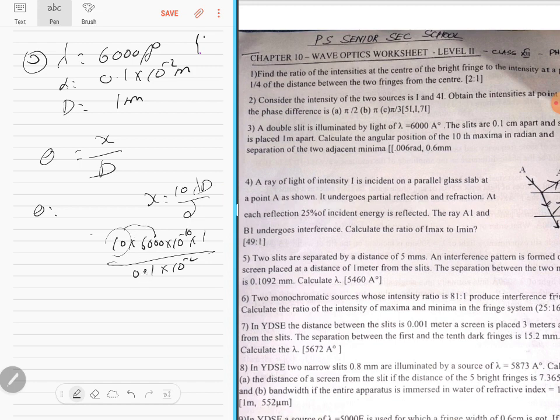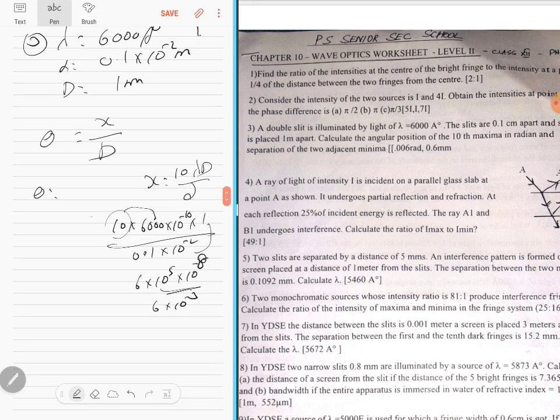That 100 into this is 6 into 10 to the power 5 into 10 to the power minus 10. Minus 2 goes up, will become 10 to the power minus 8. So it will become 6 into 10 to the power minus 3. So that is the position I'm getting for the 10th maxima. That's what we did in the previous sum. I'm doing the same thing here. So 10 into lambda into capital D by small d.